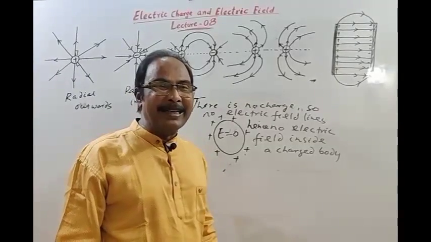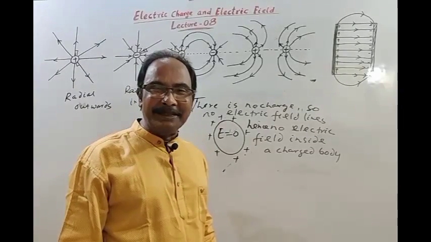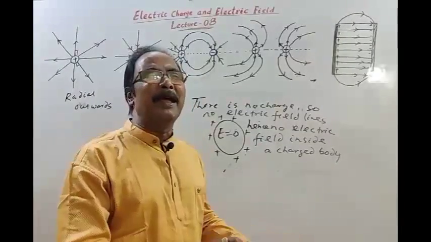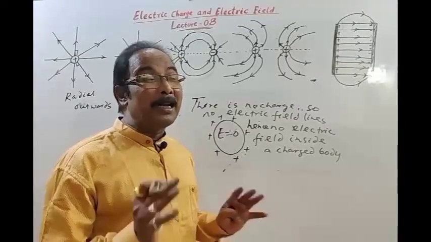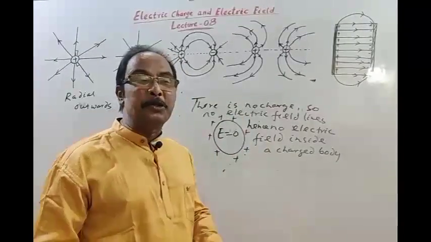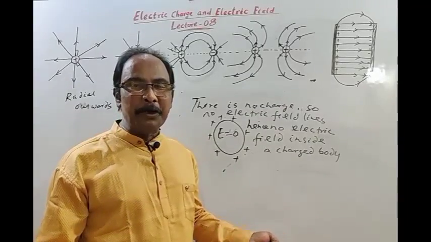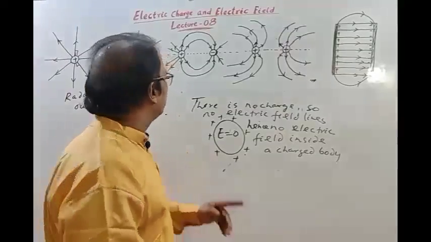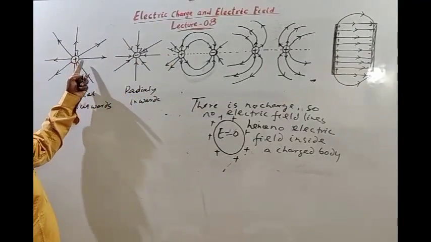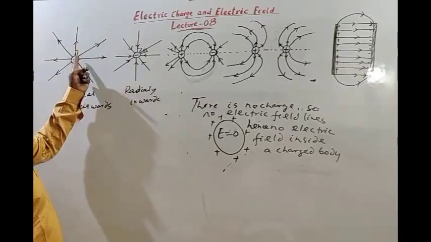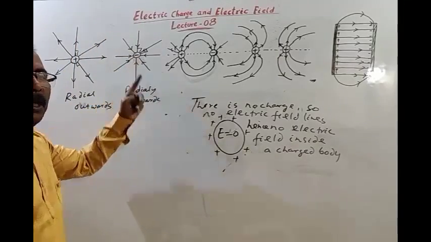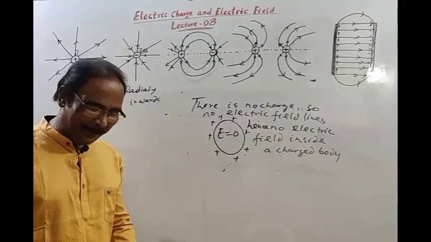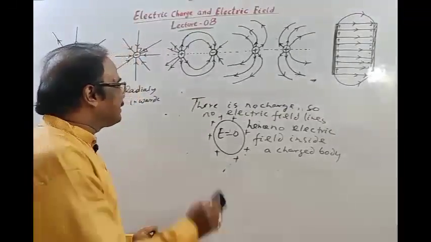But it is not the same in magnetism. Inside a magnet there will be magnetic field lines, or magnetic field, but inside a charged body the electric field is zero, because there are no electric field lines. Electric field lines always start or terminate on the surface of a charged body. For a positively charged body, electric lines of force start from the surface. For a negatively charged body, electric field lines terminate on the surface. Okay. So these are basic discussions.